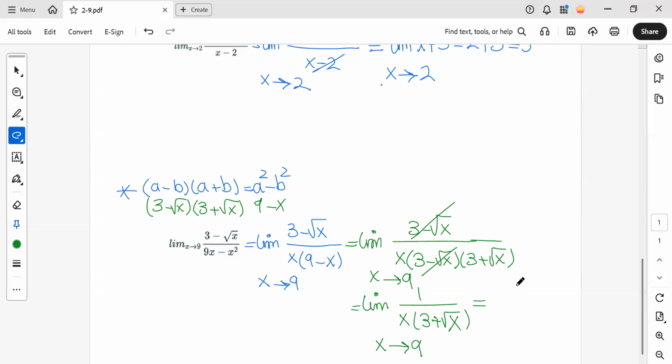And now I can use direct substitution. 1 over 3 plus square root of 9, which is 3. And then the answer is 1 over 6.